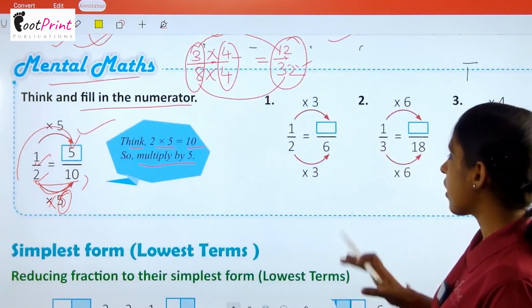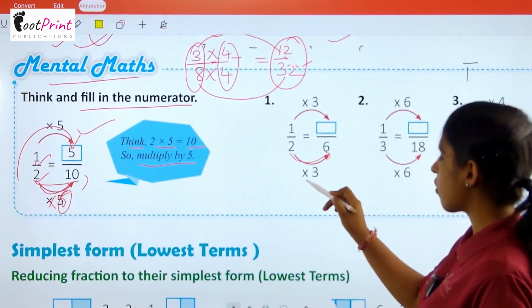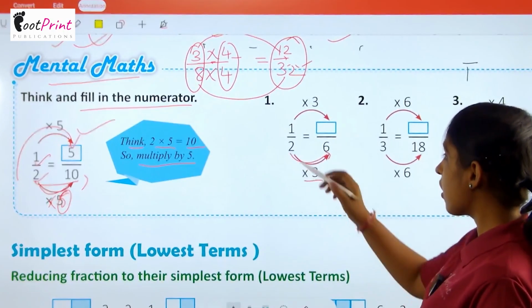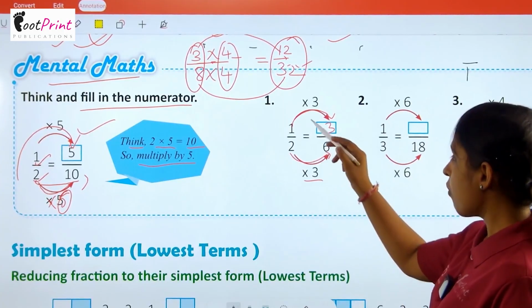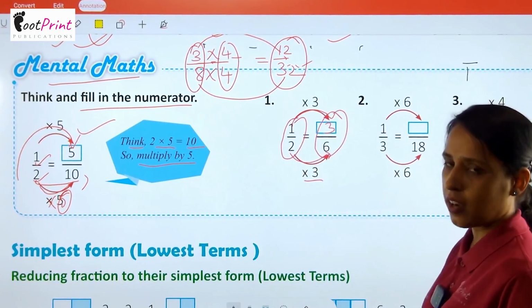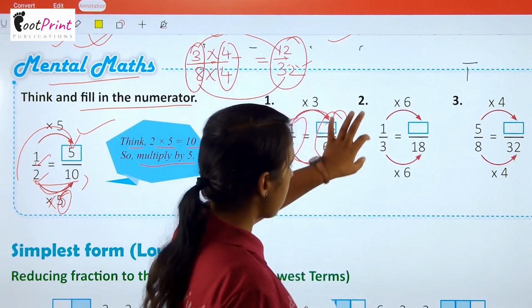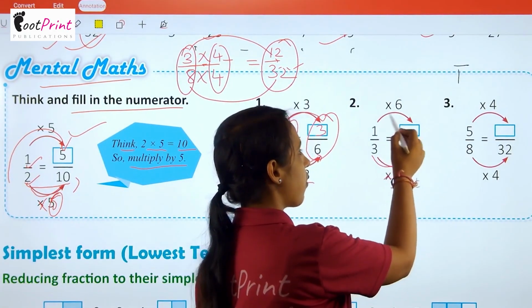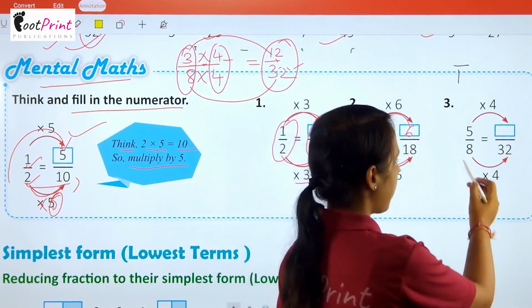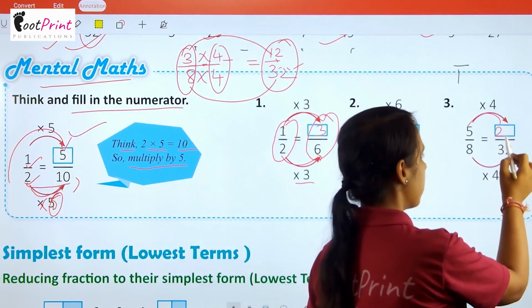So here we can do the same. 2 times 3 is 6, so it will be multiplied by 3. And when we multiply 1 by 3, we get 3. So 1 by 2 and 3 by 6 are equivalent fractions. In this also, 3 times 6 is 18 and 1 times 6 is 6. 8 times 4 is 32 and 5 times 4 is 20.